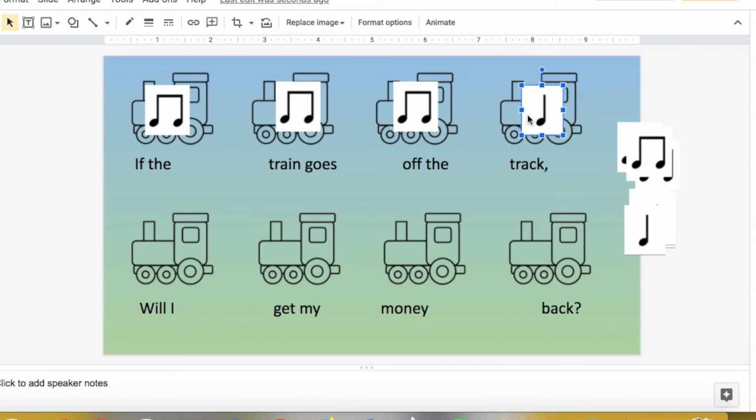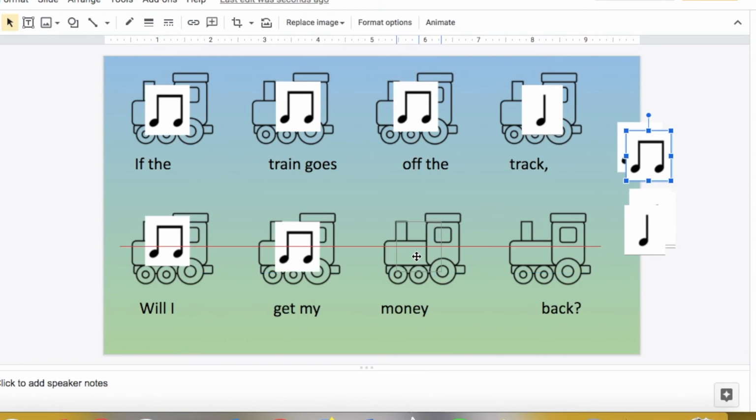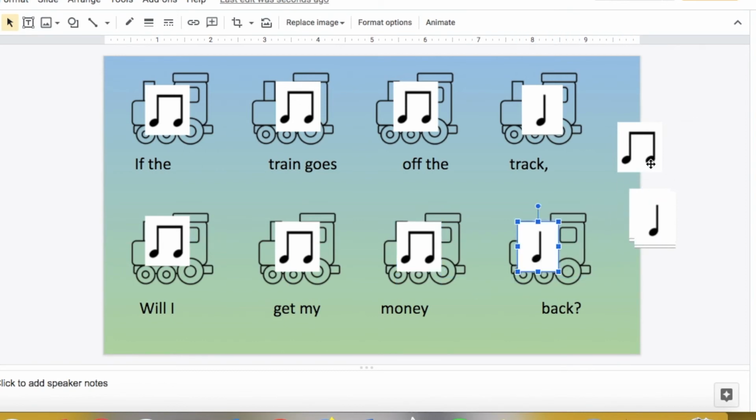Let's see if you can figure out the last line. Will I get my money back? Will I? What do you think it is? Will I? Two sounds? It's a TT. Get my. Also two sounds. That one is a TT. Money. That's two sounds. It's a TT. Back. One sound. It's a ta. Let's say this last page together.